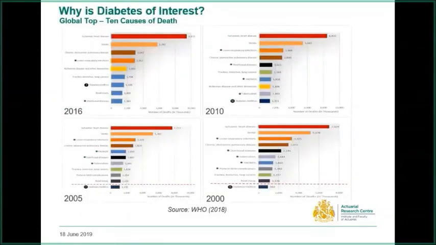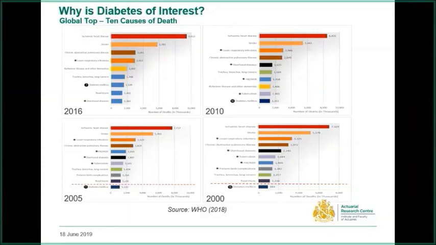Why is diabetes of interest in our research? This is premised on the statistics that have been produced of late by the World Health Organization, and we see that from the slide. We can see that in 2000, diabetes was ranked number 15 among the causes of death globally, and it was associated with 944,000 deaths.